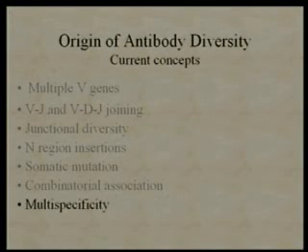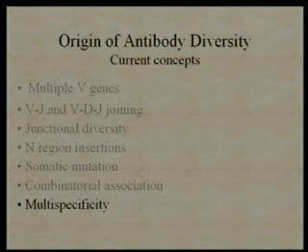And finally, multispecificity, again, just a fancy way of saying that any individual antibody molecule could potentially bind to more than one epitope. So it would have multispecificity. It would not be completely specific. We have multiple specificities. All right? So these are the ways that our current concepts are understanding of how we generate the diversity.